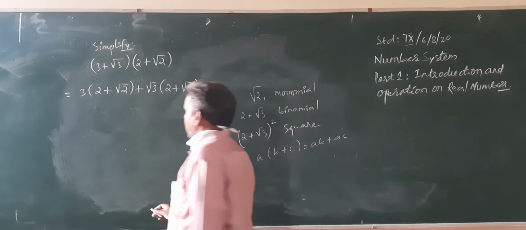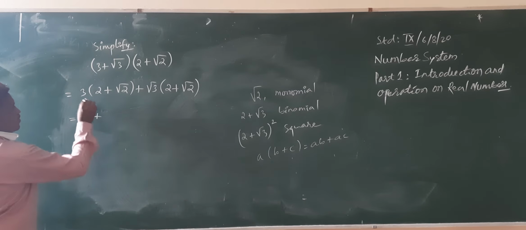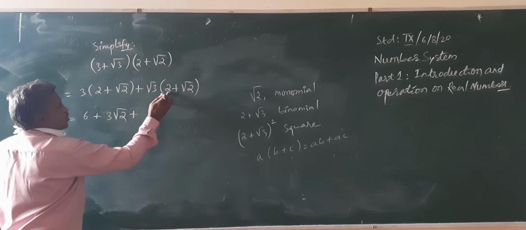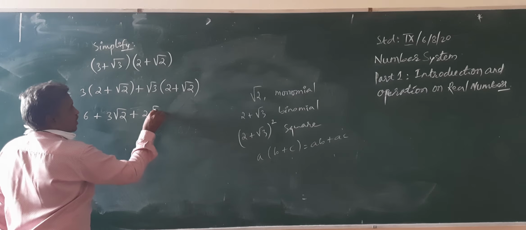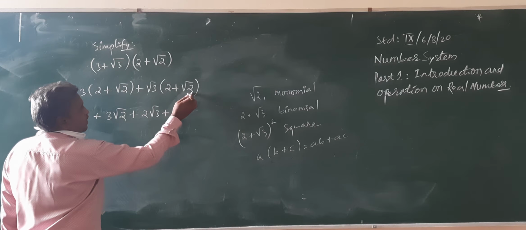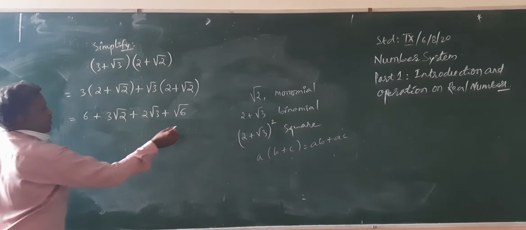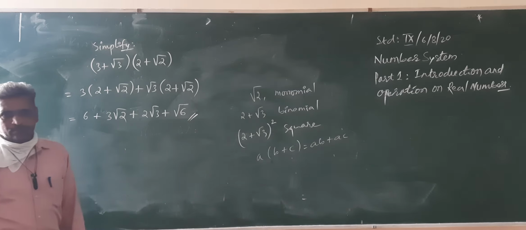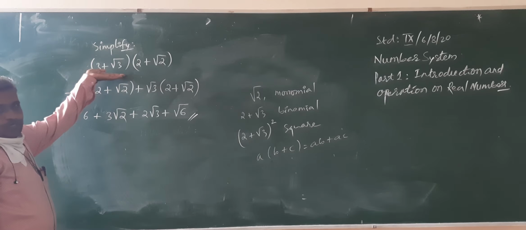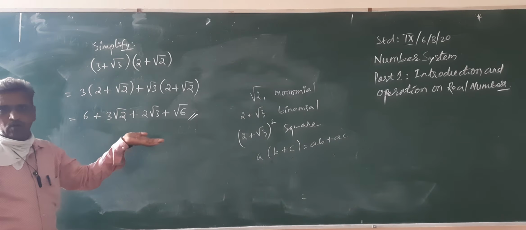So according to that, now multiplication. 3 into 6 plus 3 into root 2 is 3 root 2, plus root 3 into 2 is 2 root 3, plus root 3 into root 2 is root 6. This is the last answer. The product of two irrational numbers is again an irrational number here, according to the law. What is the number here?